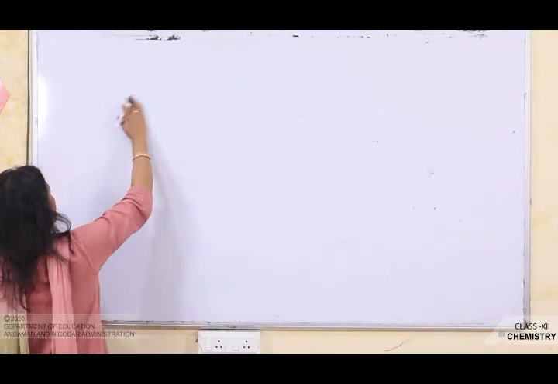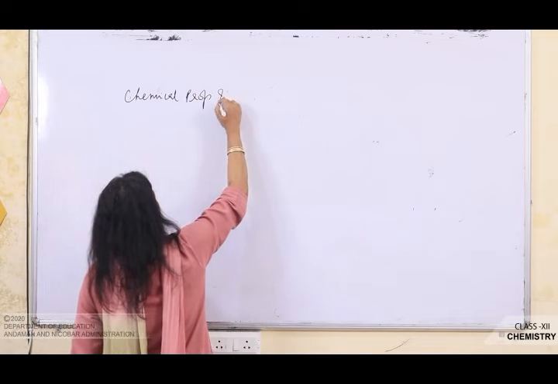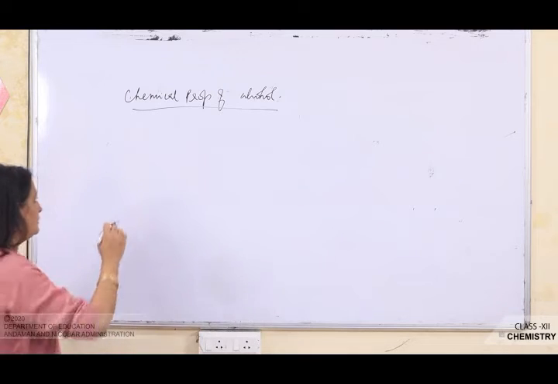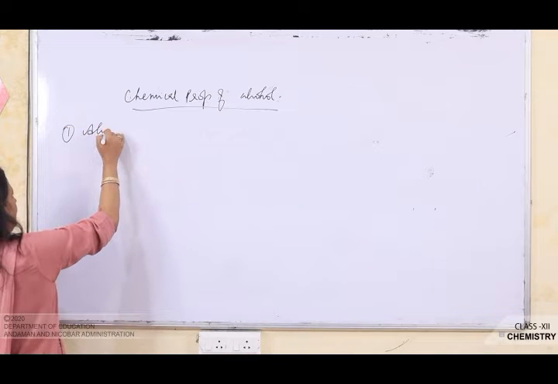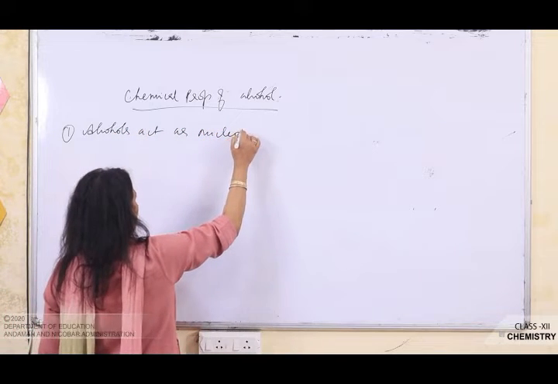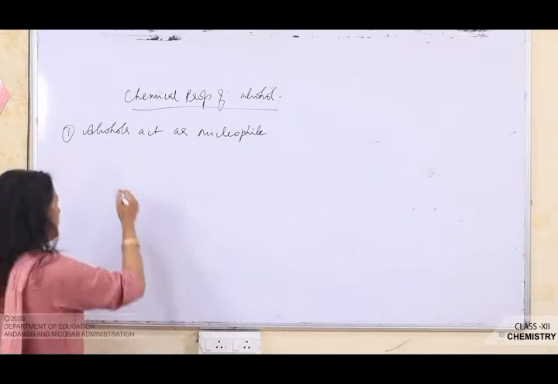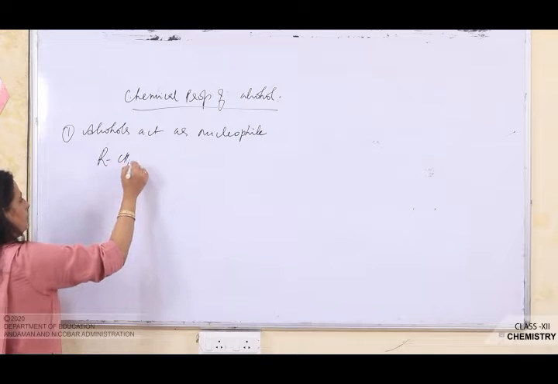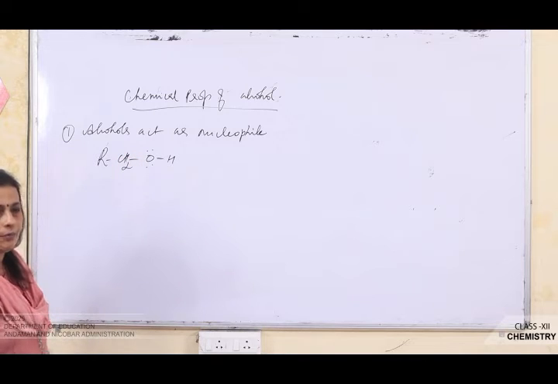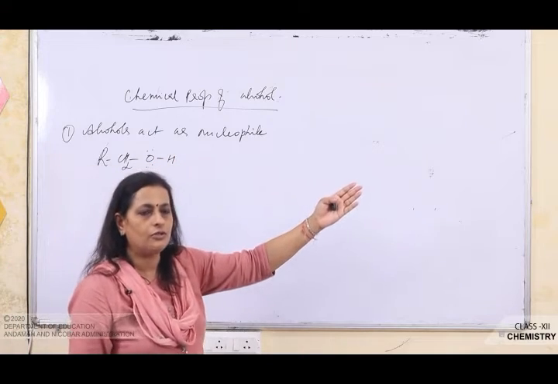Next is chemical properties of alcohol. Listen carefully, it is very important. One is, alcohols act as nucleophile. What is a nucleophile? A species which can give electrons. See here, just writing a general formula, alcohol. So, why is alcohol acting as nucleophile? Because oxygen is having lone pair of electrons. So, it can donate electrons to a species which is deficient of electrons.